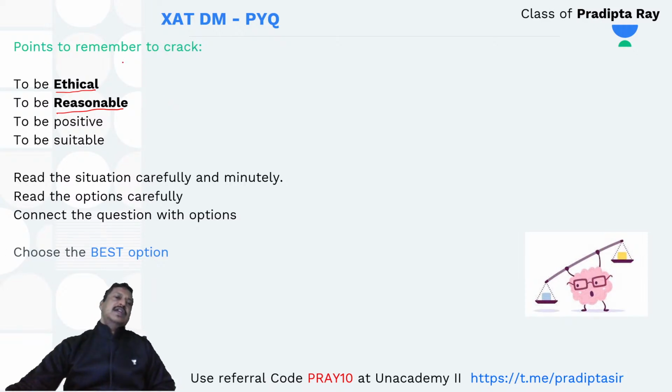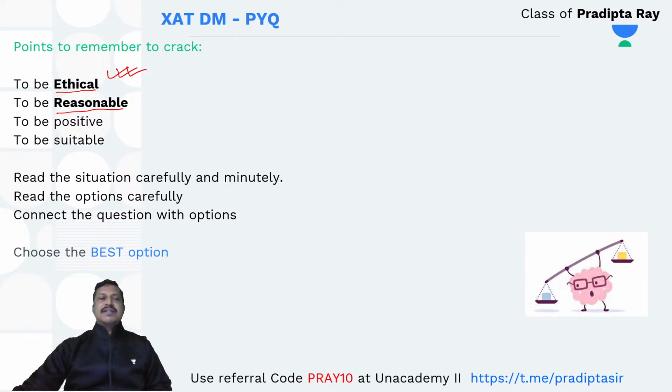Now, definitely you should be ethical, you should be reasonable, you should be practical, right? But if you have a dilemma about whether to go for a practical decision or an ethical decision, you should go for the ethical decision. So ethics will be the most powerful thing, right? It is the top priority. Then you can be a reasonable one, and then you can go for the practical one.